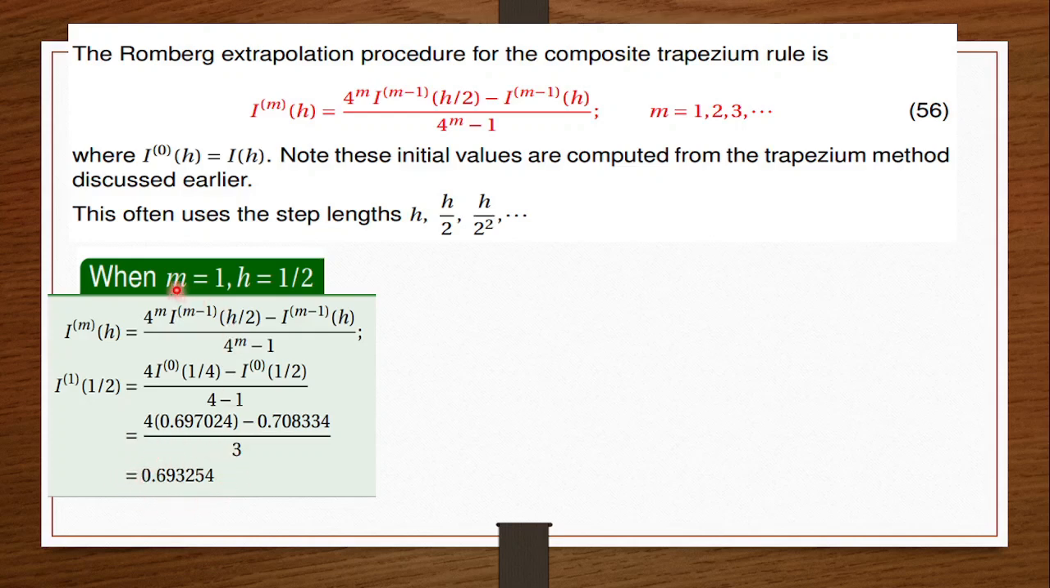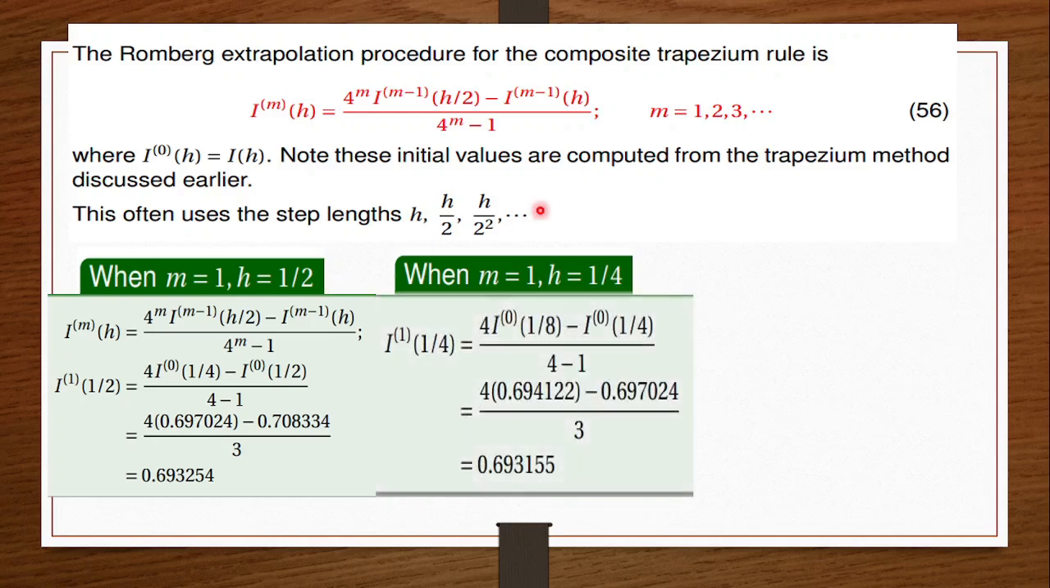So we can do our next one when m is 1 and h is 1 on 4. Again, you put m as 1 inside here. Then h is 1 on 4, so that is 1 on 4 divided by 2, and we get 1 on 8. Over here, this value I naught 1 on 8 was our third initial approximation. So we put that value over here. Then this I naught 1 on 4 was our second initial approximation, so you put that value also over here, all divided by 3. And then we get this value.